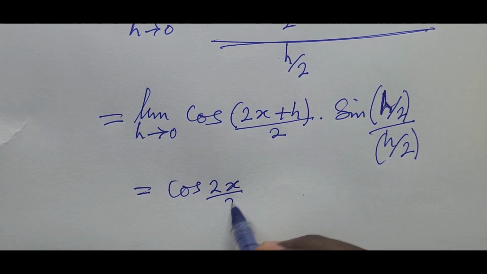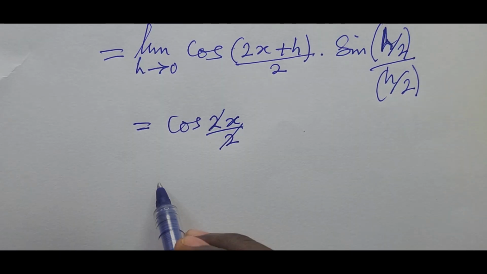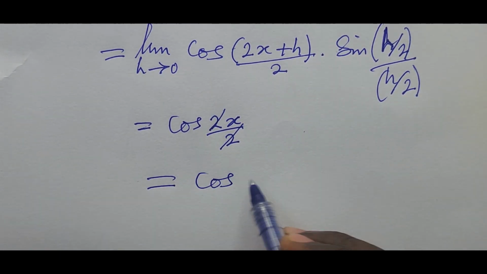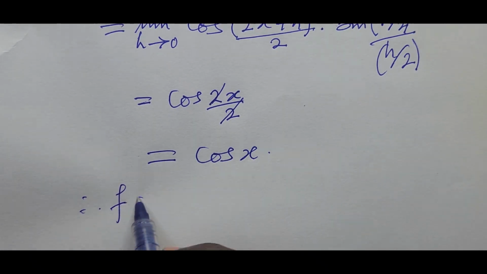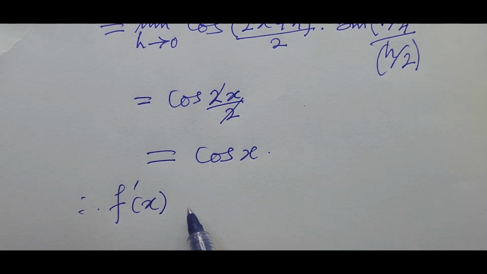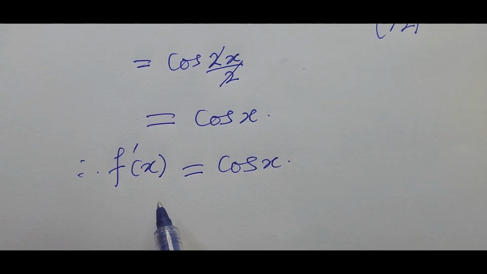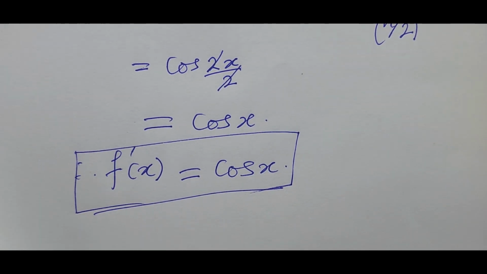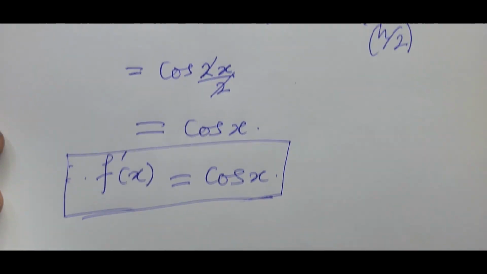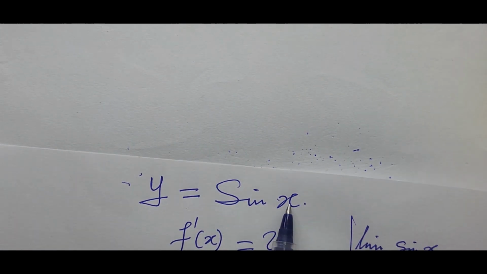2x all over 2, and so the 2 can cancel out the 2 here. So we are now left with cos x. So we therefore have f prime of x equal to cos x. So that is the proof of the derivative of the function y equals sine x.